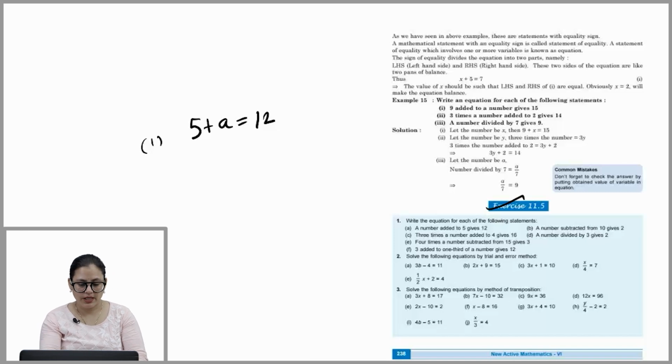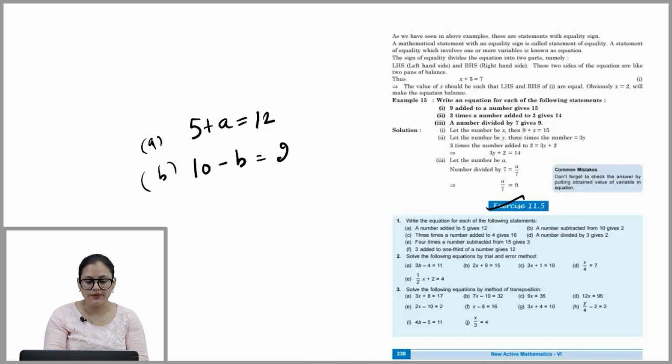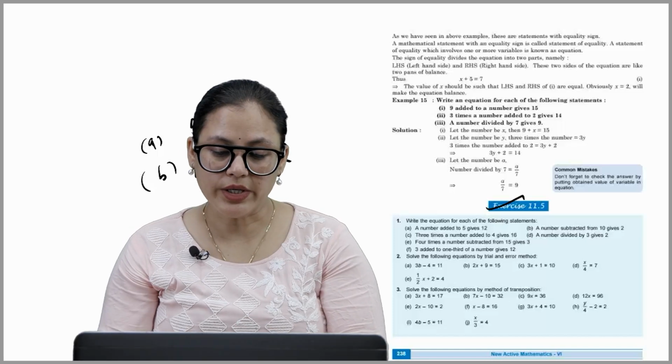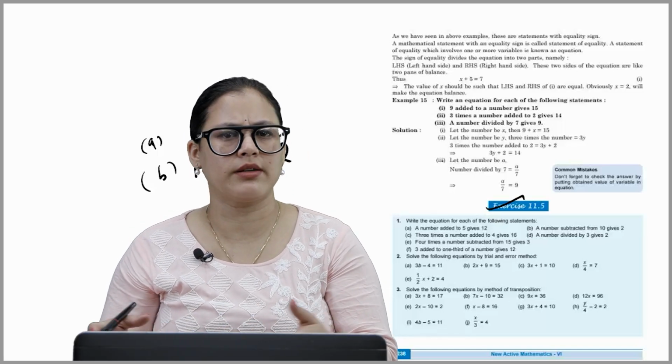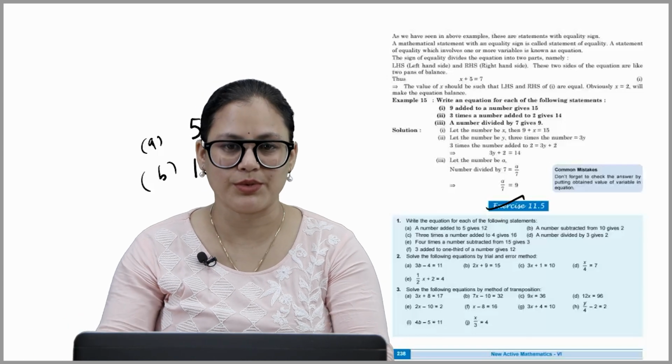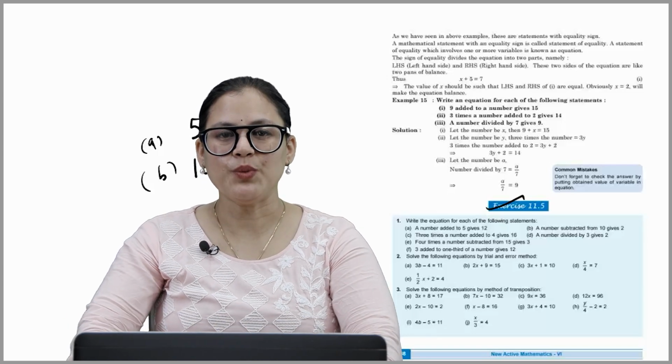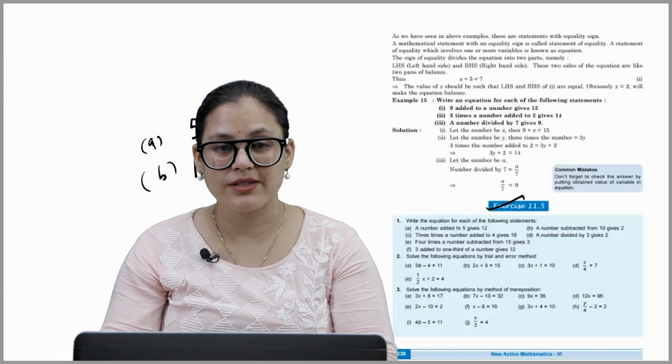Now the A part and B part. B: A number subtracted from 10 gives 2. You can write any variable here, either a, b, c, d or x, y, z. It's totally up to you. Right, students? Now you will practice the remaining questions by yourself.